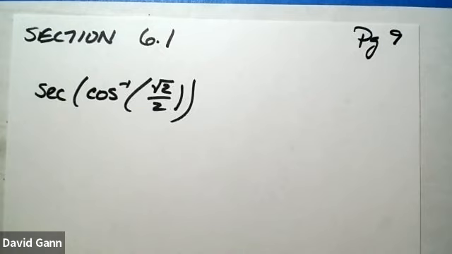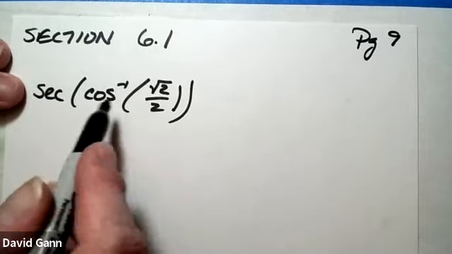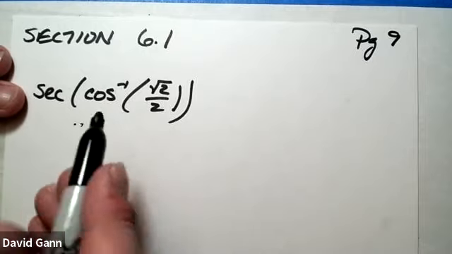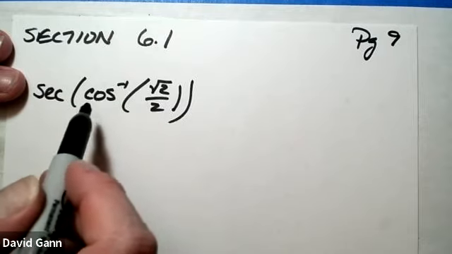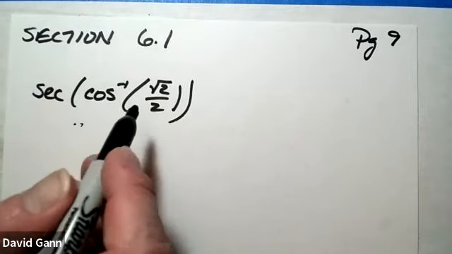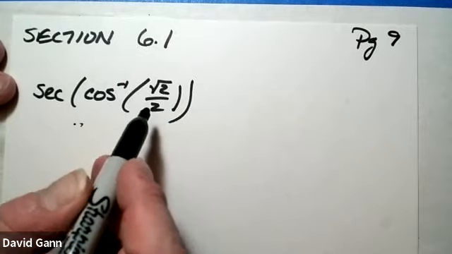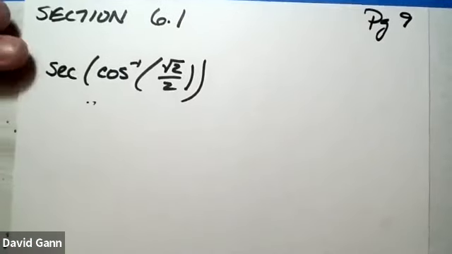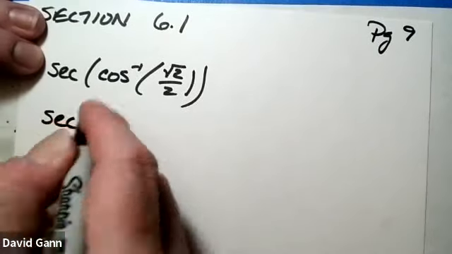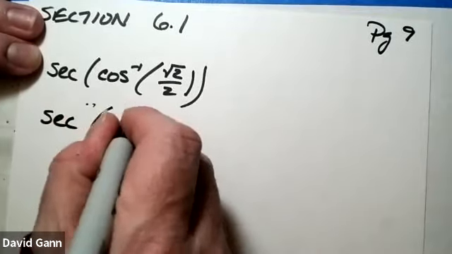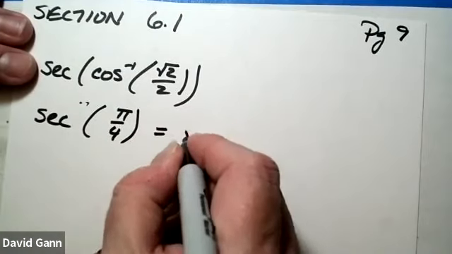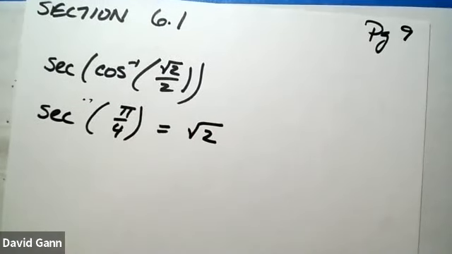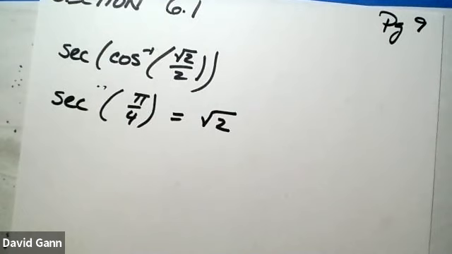So the first thing that we'll do is anytime we can evaluate something, it makes sense to do that. So the inverse cosine of square root of 2 over 2, remember the range on inverse cosine is from 0 to pi. This is a quadrant 1 angle, and the reference angle is pi over 4. So this becomes secant of pi over 4, which is pretty easy to evaluate. That's just square root of 2. Okay? So far, so good.